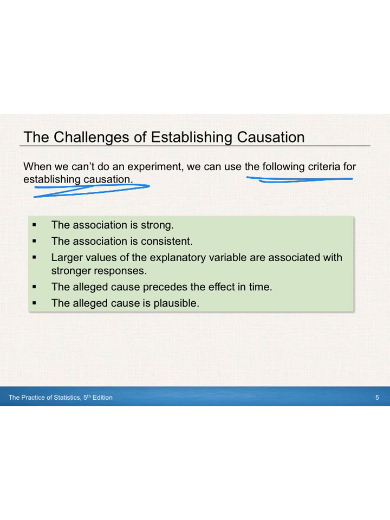So our association has to be strong; our R has to be close to 1 or -1. The association is consistent; it happens in all ways that it's been looked at. Larger values of the explanatory variable are associated with stronger responses. The cause obviously has to precede the effect in time, so the explanatory variable has to precede the effect in time, and then the cause has to be a plausible cause. It's not just going to be some weird association that people are finding.